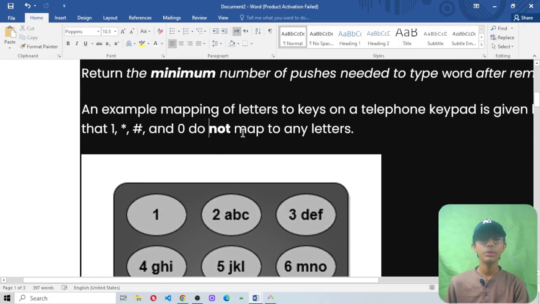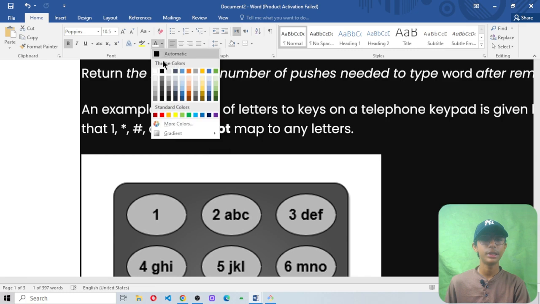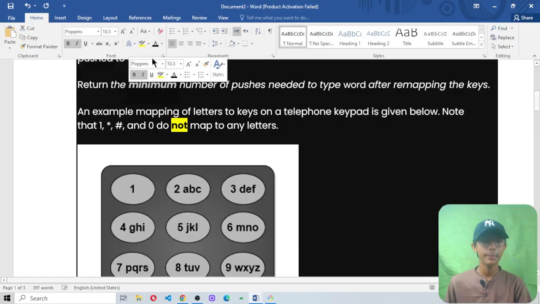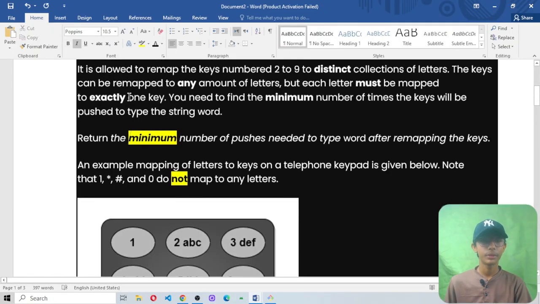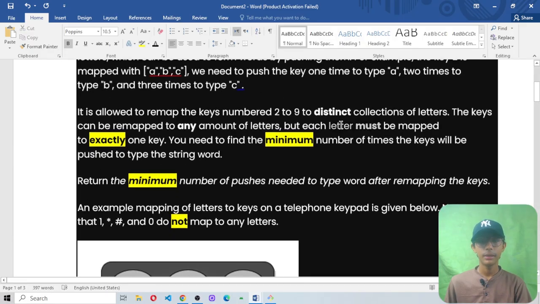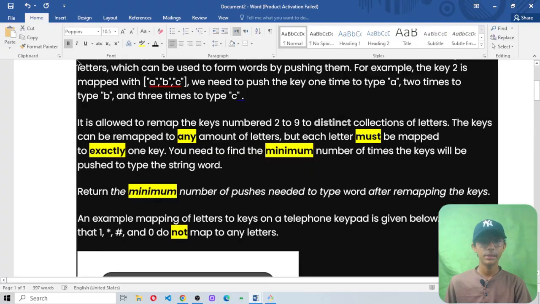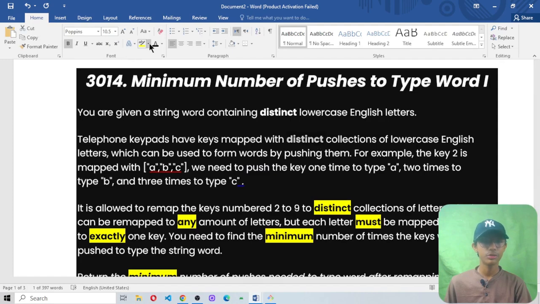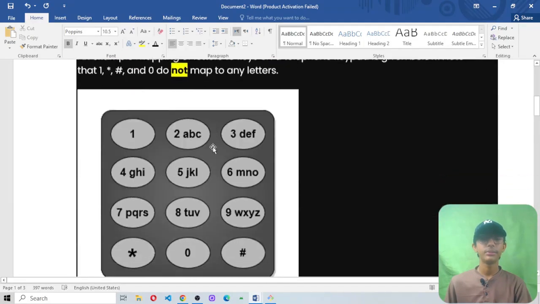Let me highlight some things which I am telling you. Highlight this word, not, highlight this minimum, it will help you. Highlight exactly, highlight this minimum, highlight this must, and then highlight this any. Highlight this string, and then highlight this also, and then highlight this upper word also. That's it. Now let's come down.